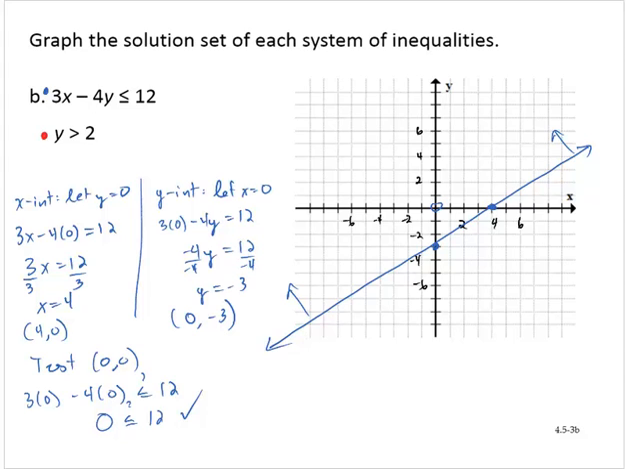y is greater than 2. Recall that when you just see y or x, just one of the variables and a number, that's either a horizontal or vertical line. This is a horizontal line. When we see y equals a number, that's a horizontal line. And so I will draw the horizontal line at y equals 2, and I will use a dotted line to mark this boundary, since it's a strictly greater than inequality. Oops, a little low.